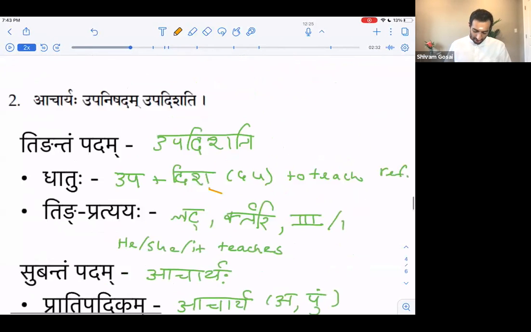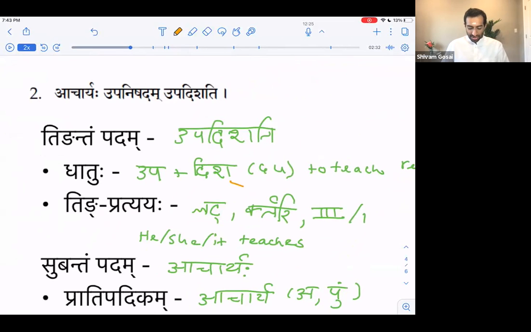Now, here's our last word. So acharya upadishati, the teacher teaches what? Upanishadam. Right, so this is our dakaranta word, just like suhrid, what we were just seeing. So Upanishad declines, right? Upanishad or Upanishat, Upanishado, Upanishadaha, Upanishadam, Upanishado, Upanishadaha. Right, so a 2-1 is Upanishadam.